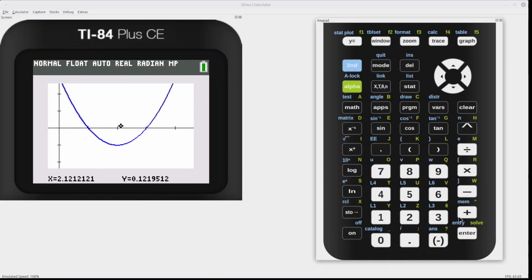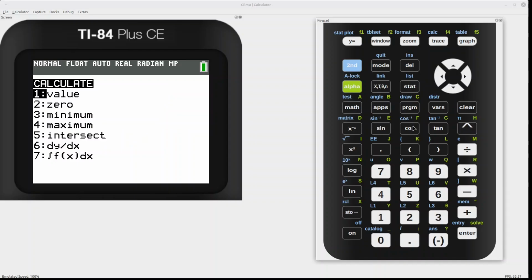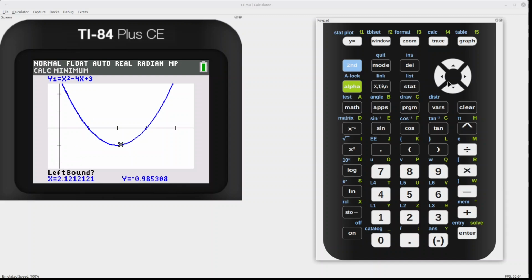Again, I want to define my boundaries just like before. So I'm going to minimum. I want to move my cursor to somewhere on the left side. Press enter. And I'll move my cursor to the right side, and press enter. And then press enter one more time. So when x is equal to 2, then y is equal to -1.